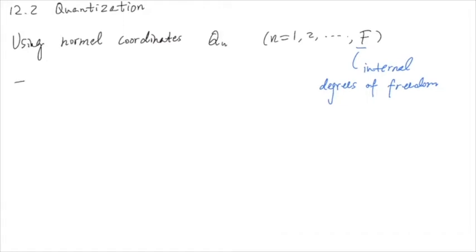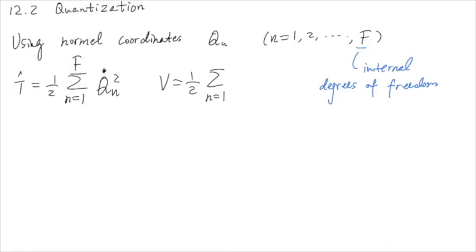The kinetic energy is 1 over 2, summation over all the modes from 1 to capital F, Qn dot squared. The potential energy is 1 over 2, summation from 1 to capital F, with the eigenvalue of the nth normal mode times Qn squared.